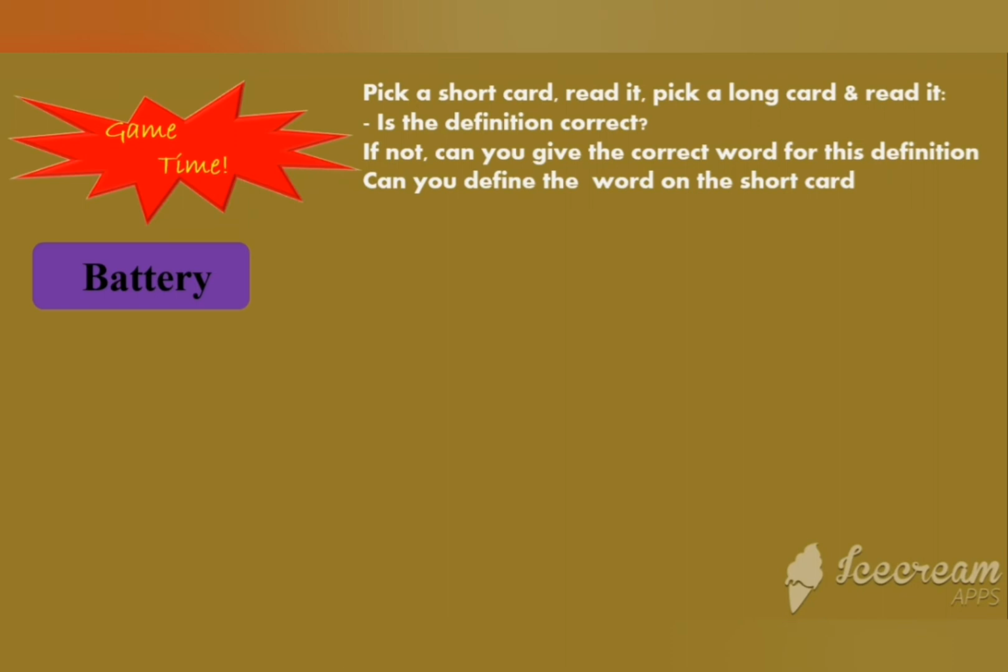Let me pick mine. Purple, battery. What is a battery? I think I know what a battery is. Let me pick my second card. Is the flow of electrons through a conductor? Grammatically correct, but no. A battery has a positive and a negative charge. It converts chemical energy to electrical energy. So the flow of electrons through a conductor should be current. Yes, no. It can't be current.